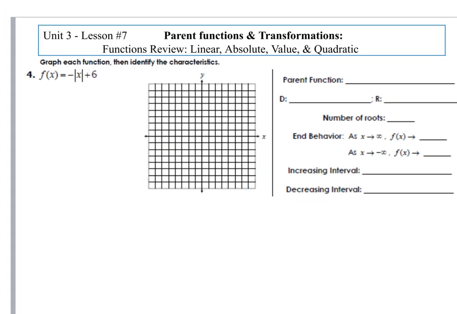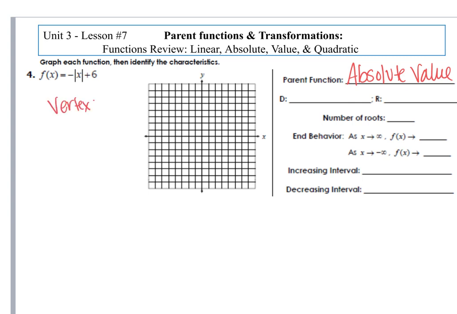Okay, on number 4, we have f of x equals negative absolute value of x plus 6. So what's our parent function? If I see absolute value bars, my parent function is absolute value. Okay, so let's use vertex form to graph this if you're not using a graphing calculator.